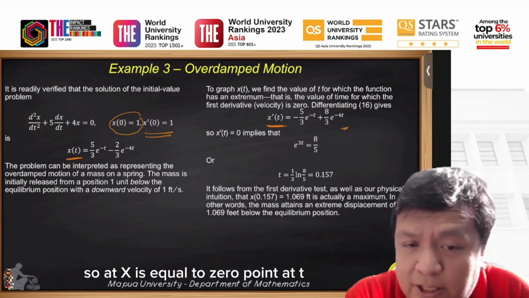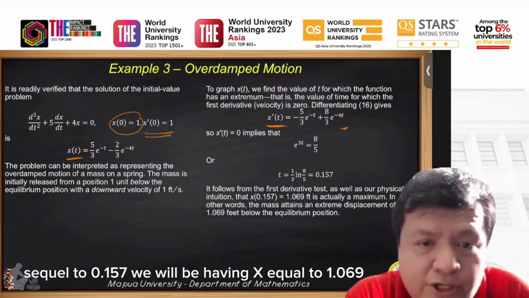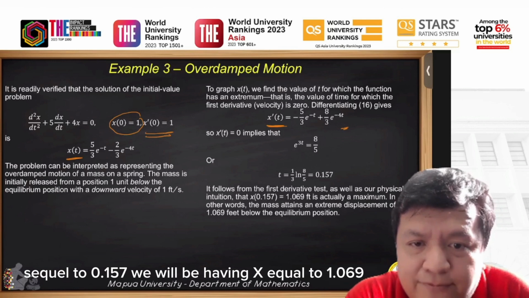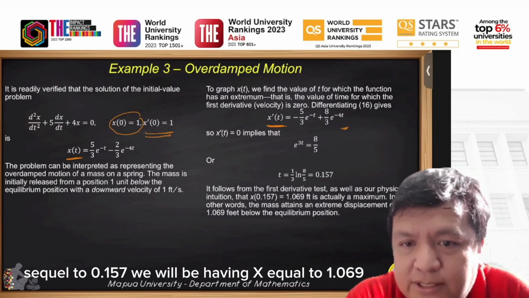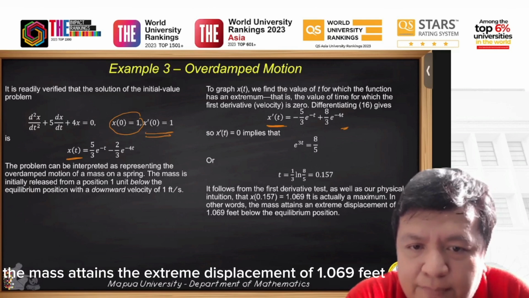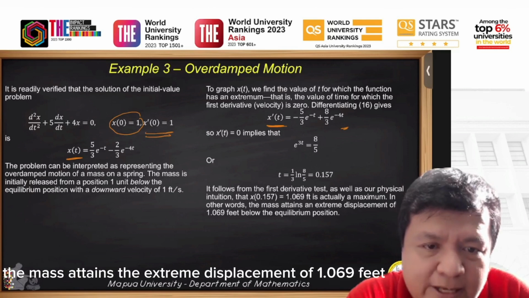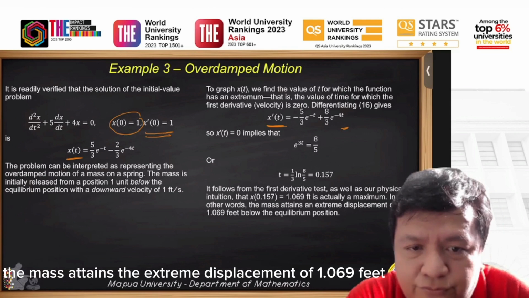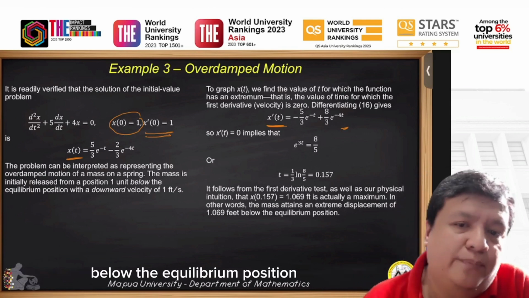So at t equal to 0.157, we will be having x equal to 1.069, which is a maximum point. In other words, the mass attains the extreme displacement of 1.069 feet below the equilibrium position.